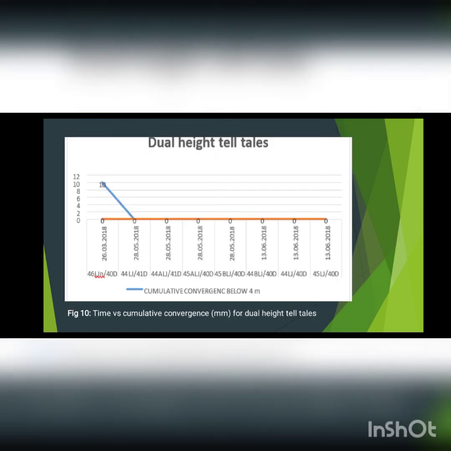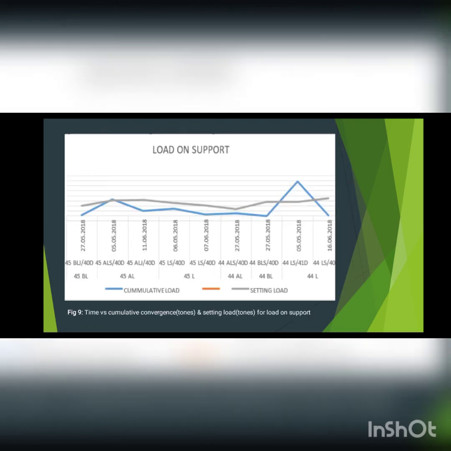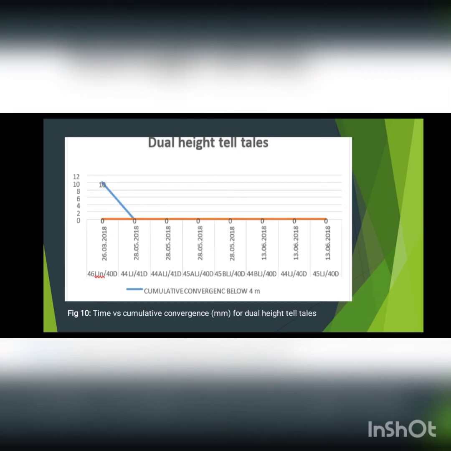It's a dual graph. Then we have time versus cumulative convergence for dual height telltales. Basically these instruments just measure the convergence, which tells us a lot. By plotting time versus cumulative convergence, we can get a lot of information. We can see these instruments are named telltales because they tell the whole story about the strata there, or the goaf, which was there.